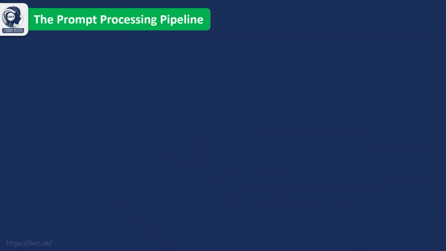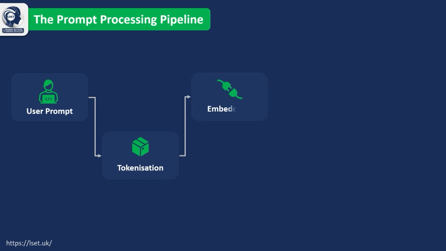Let's take a look at how a large language model processes every prompt you enter. The process begins with the user prompt, which is the instruction or question you provide to the AI. Next comes tokenization, where the prompt is broken down into smaller units called tokens. These tokens may represent words, parts of words, or punctuation, making the text easier for the model to process. The tokens are then converted into embeddings. Embeddings transform text into numerical vectors, allowing the model to capture the meaning and relationships between words, rather than just treating them as plain text.